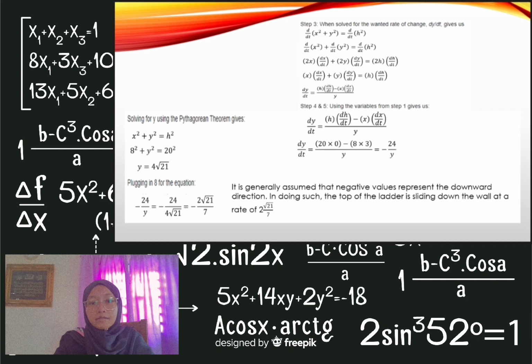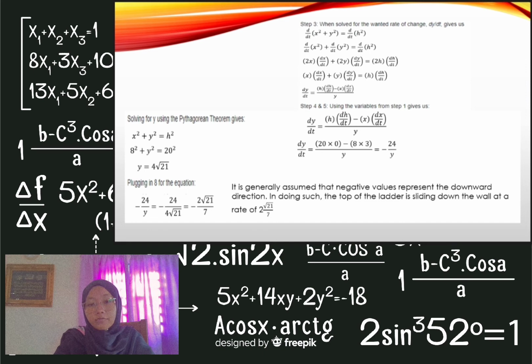x dx over dt plus y dy over dt equals h dh over dt, and then dy over dt equals h dh over dt minus x dx over dt, all over y. We put dy over dt on one side and the others on the other side.